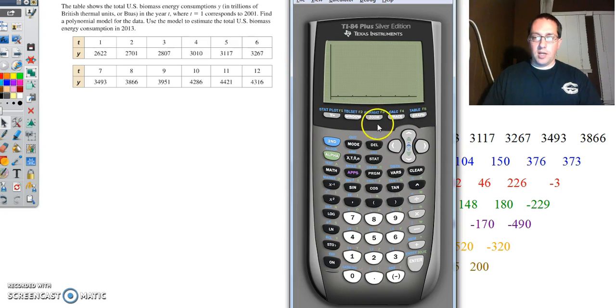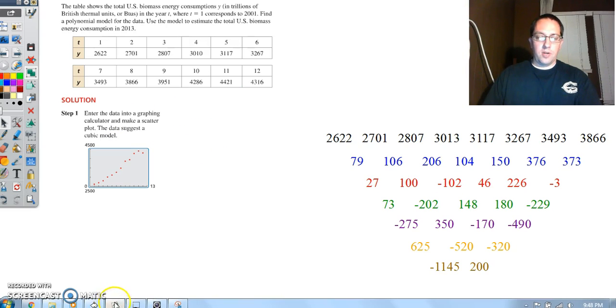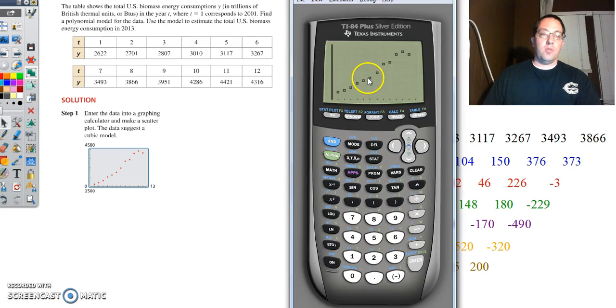Alright, so you graph it, and I've got nothing there. So we hit zoom, and if you notice, these numbers are all pretty big. 2,600, 4,300, and come down here to zoom 9, that's zoom stat, and if you hit enter, that will automatically fix your window to match what you have in your stat lists for your stat plot. And so there it is, there's our scatter plot. And what we're going to do is we need to look at this scatter plot and try and figure out what kind of function will this be. Is this linear? Is it quadratic? Is it cubic? Is it quartic? What is it?